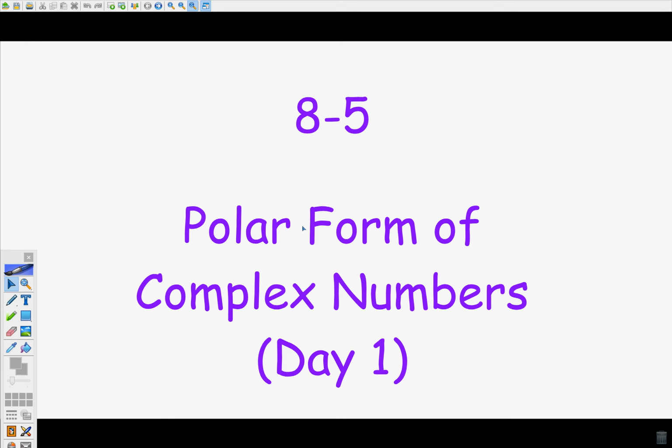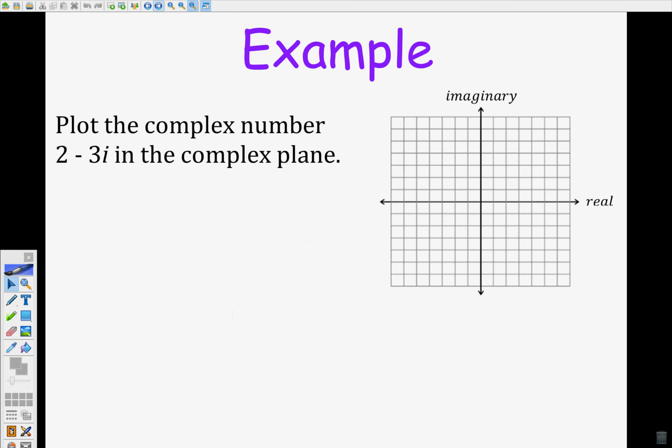Morning. Today we are going to do lesson 8.5, polar form of complex numbers, day 1. So we're going to start by plotting a point 2 minus 3i in the complex plane.